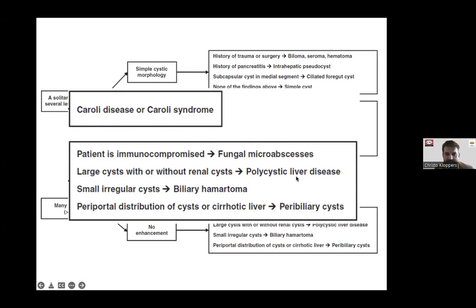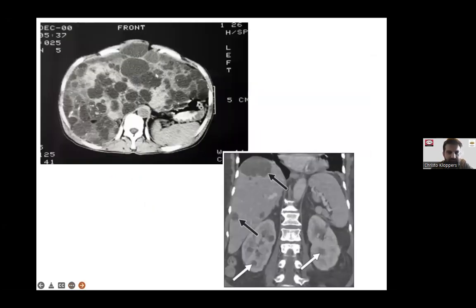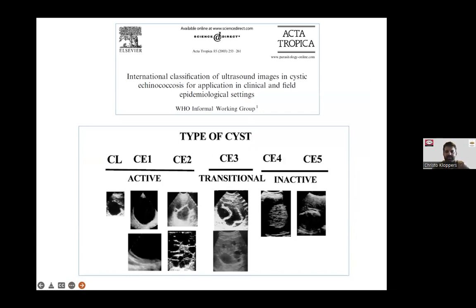We've mentioned polycystic liver disease and fungal microabscesses. Funny enough, one would think microabscess is a small thing, but remember the true definition of microabscesses is less than 2 centimeters. So any abscess up to 2 centimeters is a microabscess. There's the central dot in Caroli's disease, but then you must have diffuse biliary dilatation. So normally one would get that. More pictures of polycystic liver disease, and there's one associated with liver kidney disease.